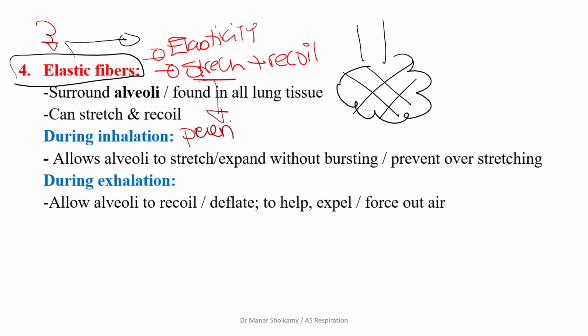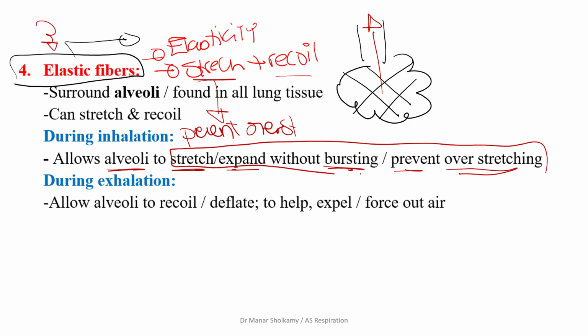This is a very important keyword. You will find it a lot in the mark scheme. They prevent overstretch so it doesn't burst. And when you exhale, they recoil, they squeeze out the air from the alveoli. Because if this does not happen, the air will become trapped and it will burst. And this is something that we want to avoid. So during inhalation, it allows alveoli to stretch, to expand, but without bursting. It prevents overstretching. This is copy-pasted from the mark scheme.